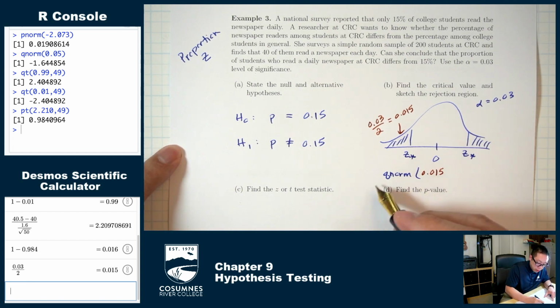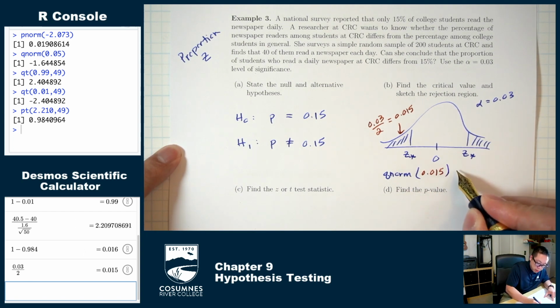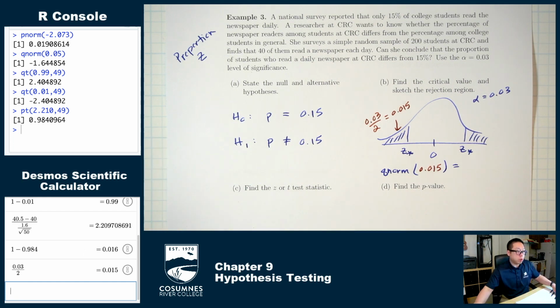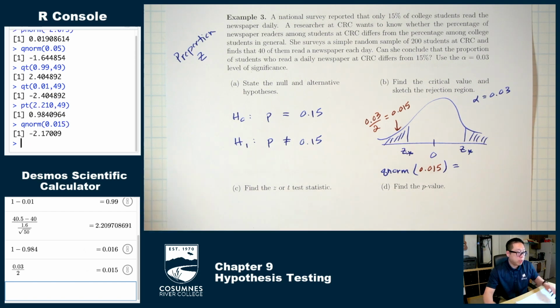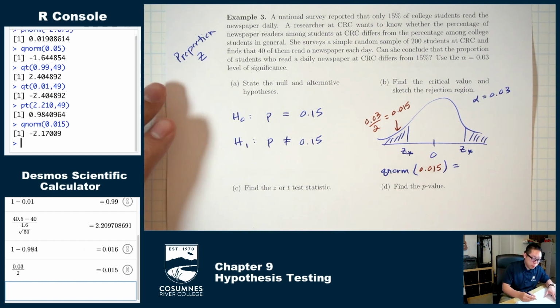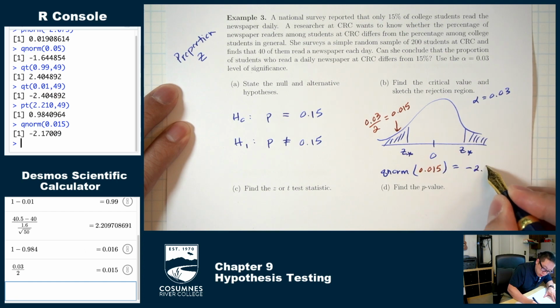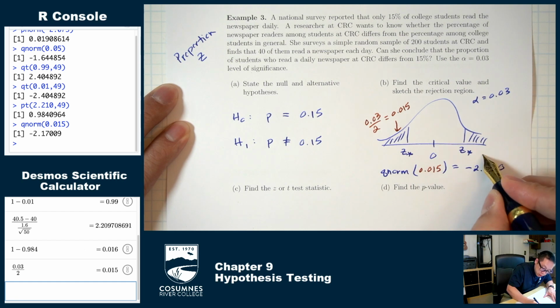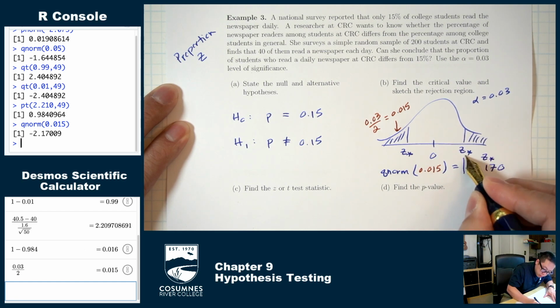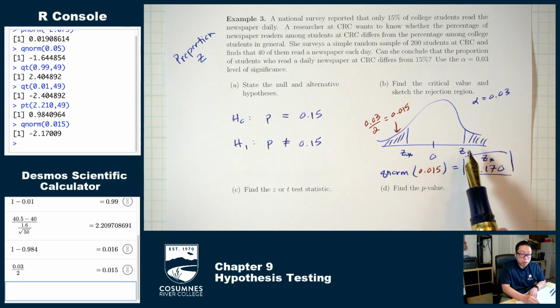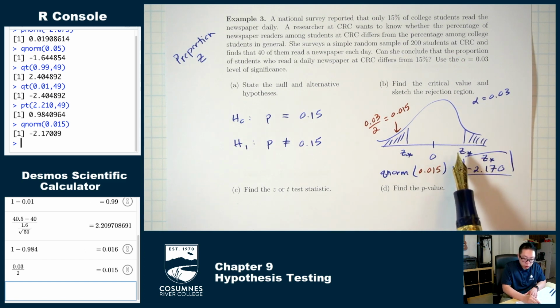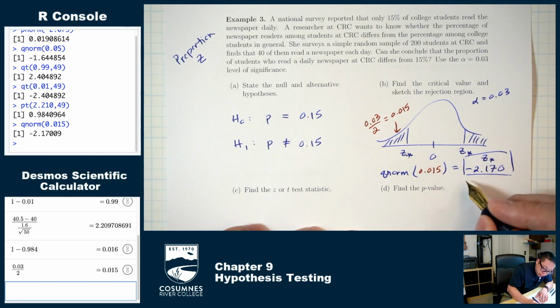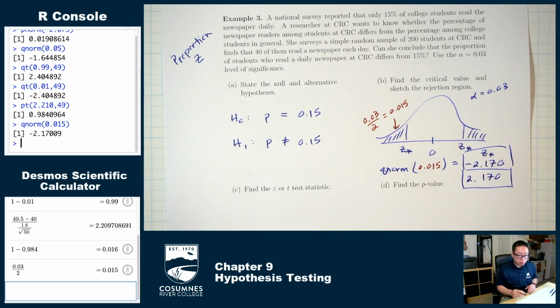So we're going to do Q norm. Q norm doesn't have a DF, so I don't need a DF. Okay, Q norm 0.015. Negative 2.170. Okay, that's actually one of my z stars. That's the left one. I expect the one on the right also. So the one on the right, just by symmetry, is going to be positive 2.170. And those are my two z stars.